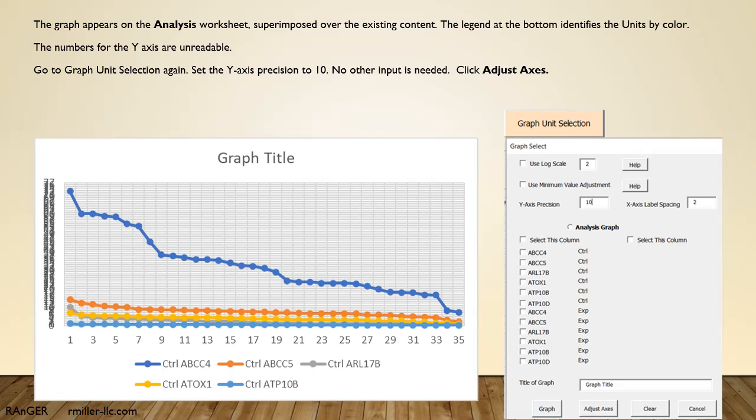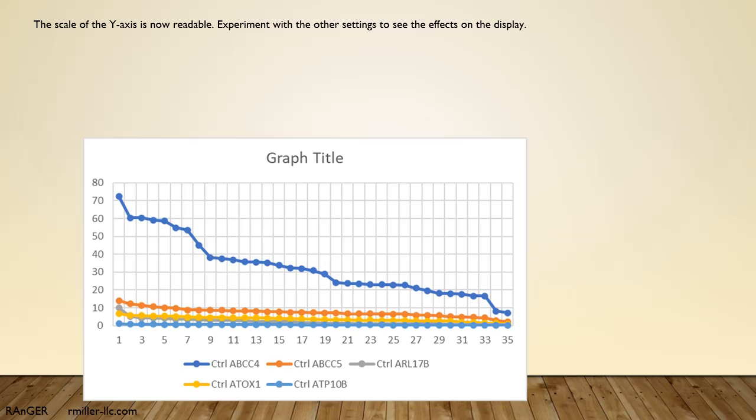Go to GraphUnit selection again. Set the y-axis precision to 10. No other input is needed. Click Adjust Axis. The scale of the y-axis is now readable. Experiment with the other settings to see the effects on the display.